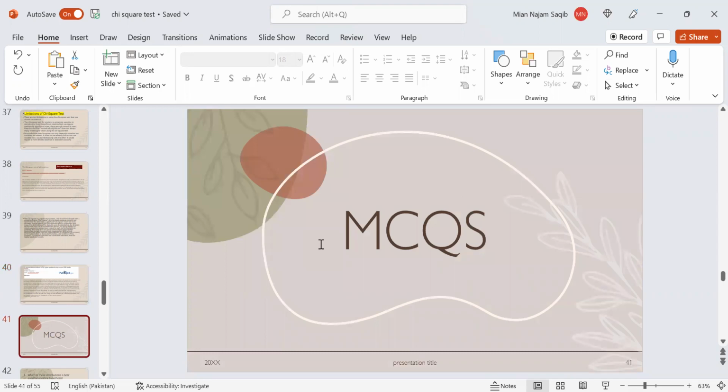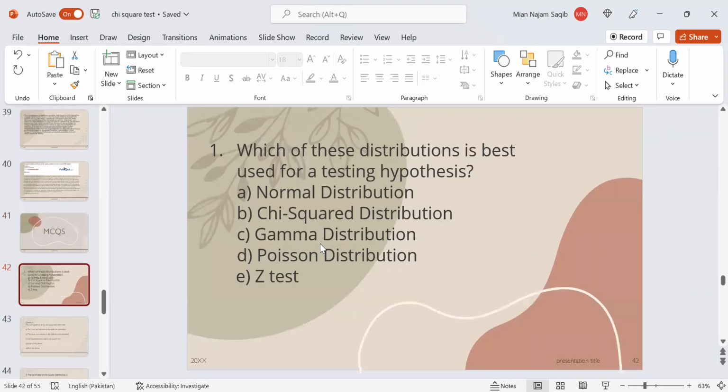Now coming to MCQs. MCQ number 1. Which of the following distributions is best used for testing hypotheses? Option A, normal distribution. Option B, chi-square distribution. C, gamma distribution. D, Poisson distribution. Or E, z-test.